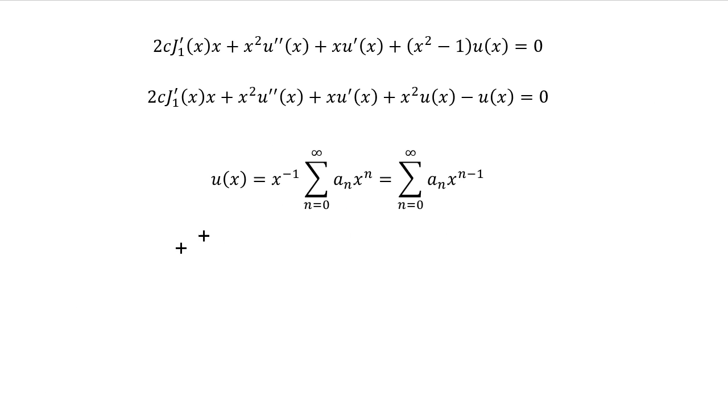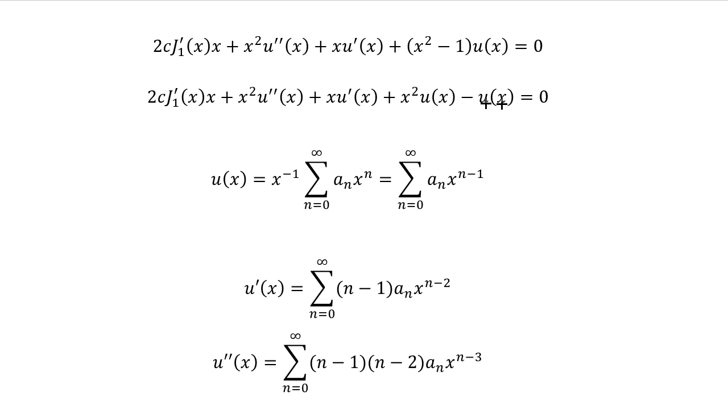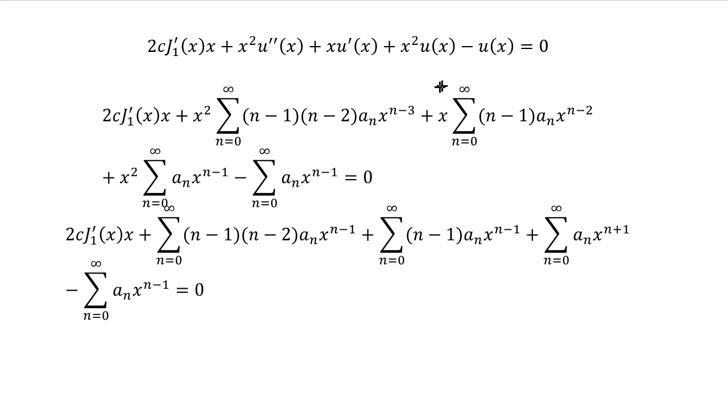All right, so that's what happens. On the other hand, let's go back to u. u of x is a n times x to the n minus 1 if you bring this x to the negative 1 inside. And also, when you have terms like this, it's better to multiply them out. What we want to do is find the first and second derivative and plug them into this equation. If you plug them in, this is what you get: x squared times n minus 1, n minus 2, a n x to the n minus 3, x times n minus 1 a n x to the n minus 2, x squared a n x to the n minus 1, a n x to the n minus 1.